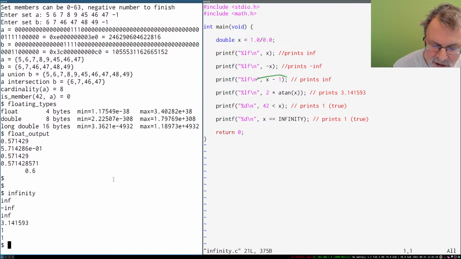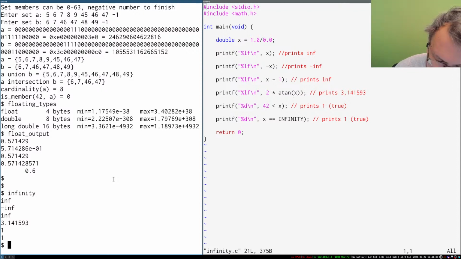We can try subtracting 1 from infinity, and my maths lecturers were pretty clear about this. You subtract 1 from infinity, it's still infinity. Also, if you add 1 to infinity, it's still infinity. And doubles in C, C's floating point arithmetic does exactly what you'd expect from sitting in your year 1 maths lectures.